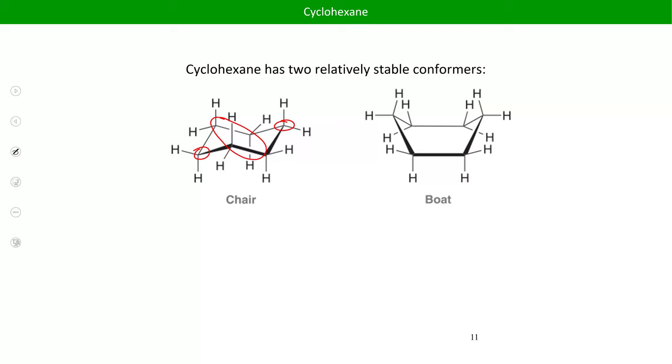Why? I just like the way it looks, honestly. It is a lot easier to draw in a lot of ways. Seems like the chair. And why? Jerry.